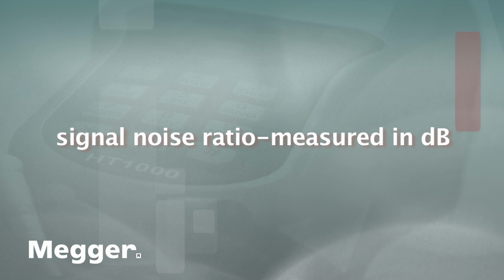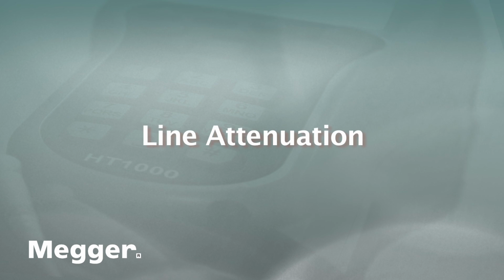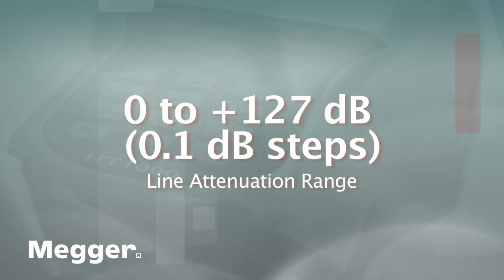Signal-to-noise ratio. Measure of DSL signal strength relative to background noise, measured in dB. Line attenuation. The measured difference in the total power transmitted and the total power received over all subcarriers during diagnostics mode and initialization. Line attenuation ranges from 0 to plus 127 dB with 0.1 dB steps, although 127 dB is unlikely in a real system.